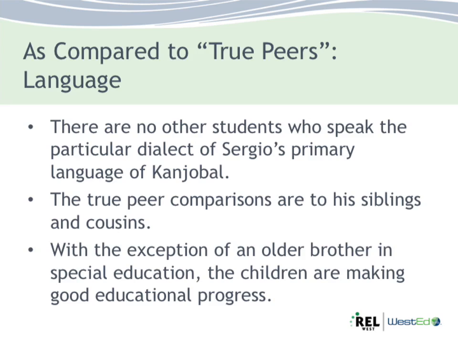So he lives in a home with his siblings and his cousins, and they are the only speakers in this area that speak that dialect. So the true peer comparisons are really within his family, his siblings and cousins. Looking at the academic progress of those siblings and cousins, he has one older brother who is also in special education, but the rest of the siblings and the cousins are all really on target, making good academic progress. So we're seeing that he's starting to stand out as looking different. Okay, so that's a red flag here. There are no district interpreters who speak Conjobal.